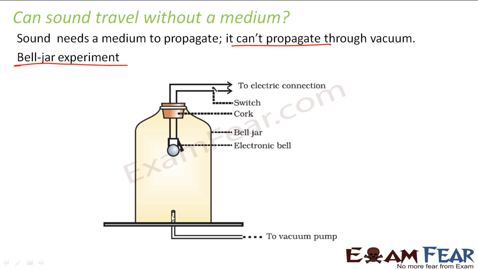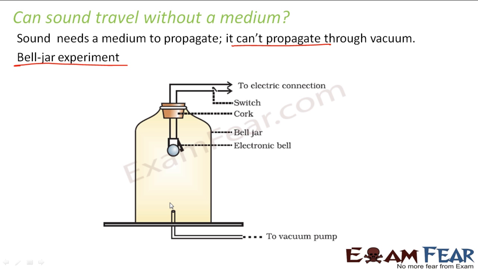Then this jar was connected to a vacuum pump. That means it is a pump which, if you switch it on, vacuum will start entering inside, which means air will keep going out. So gradually after some time it will be all vacuum. There will be no air at all. Correct? Now, as vacuum was pumped in, air was pumped out gradually. What was observed was that the sound of this bell became dimmer. As more and more vacuum was pumped in, the sound of the bell kept becoming dimmer, and at a certain point when there was no air inside and it was all vacuum, the sound of the bell was not heard at all.